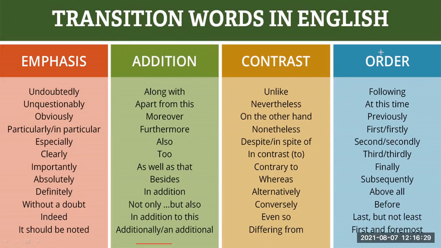Then to show order, you can use following at this time, previously, firstly, or first, second, secondly, thirdly, finally, subsequently, above all, before, last but not the least, first and foremost. Of course, these are transition words that will enable you to show order. So all these transition words are equally important, and you can use any of them in appropriate situations. So that is exactly what I want us to see.